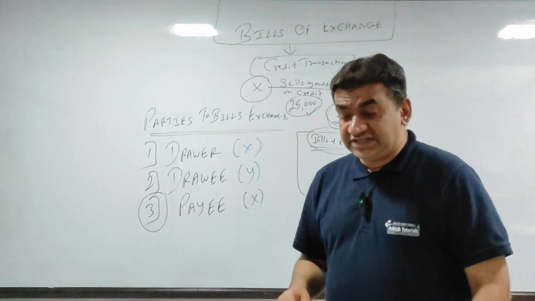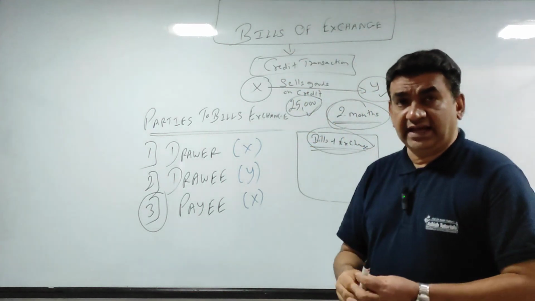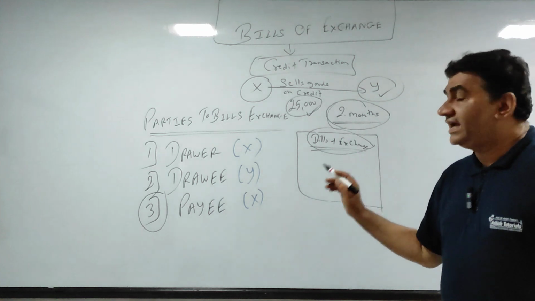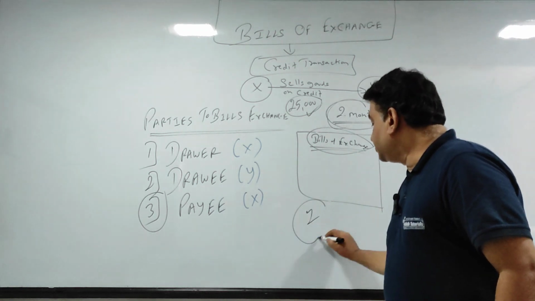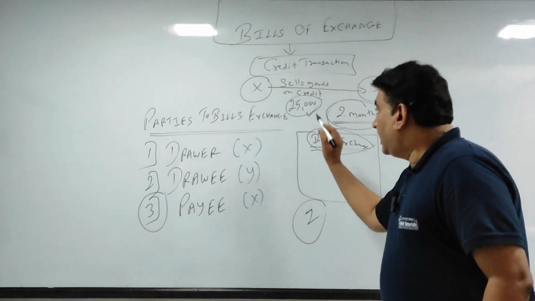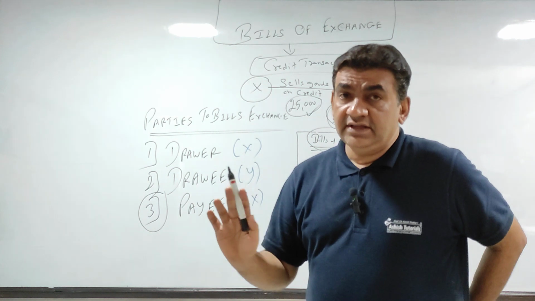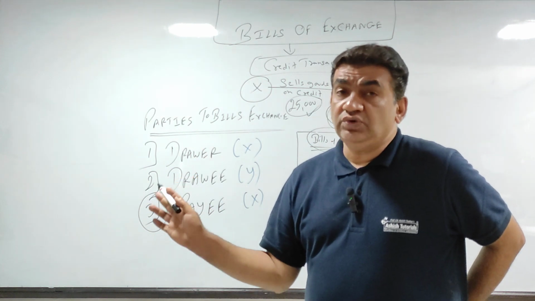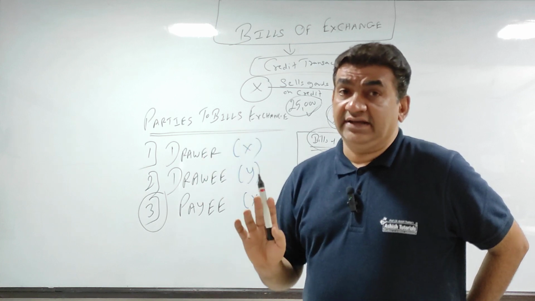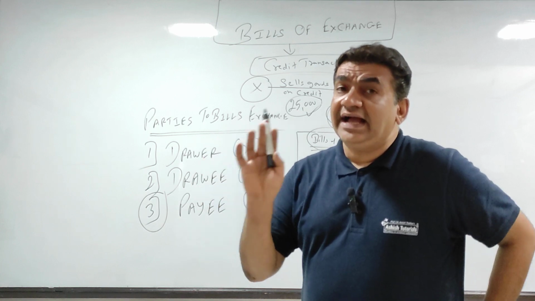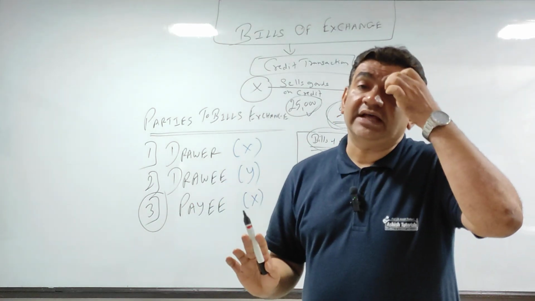कैसे? Now understand this. X को Y से 25,000 रुपया लेना है. Now there is Mr. Z. X को Z को पैसा देना है. Understand? X has to take from Y. X has to pay to Z. Same amount, I'm assuming same amount, 25,000.